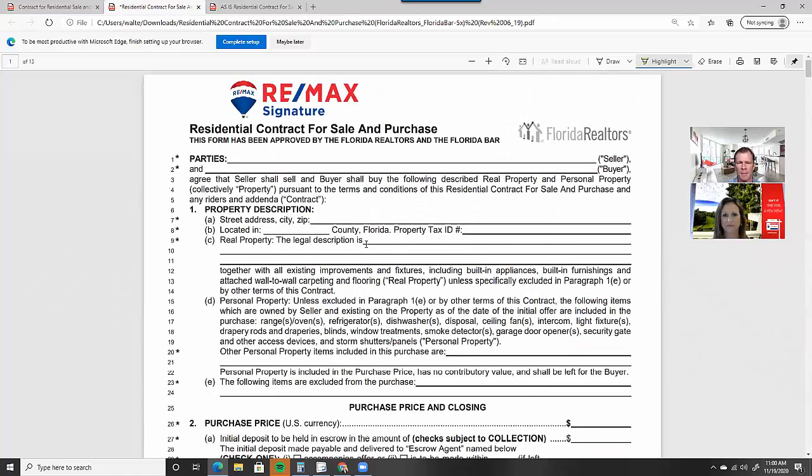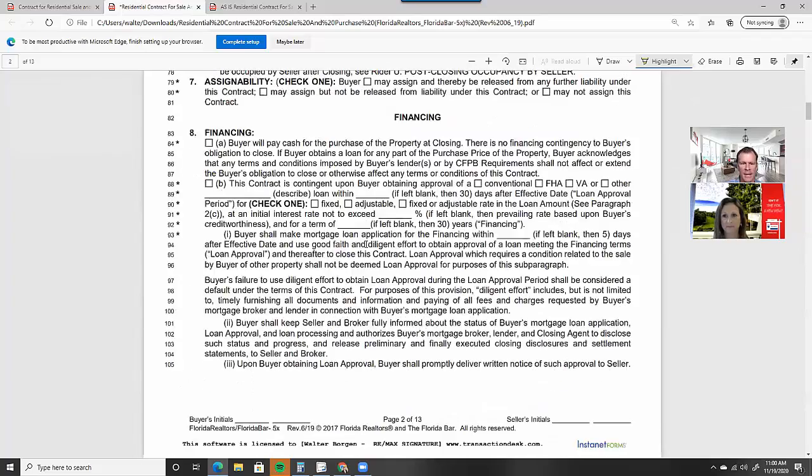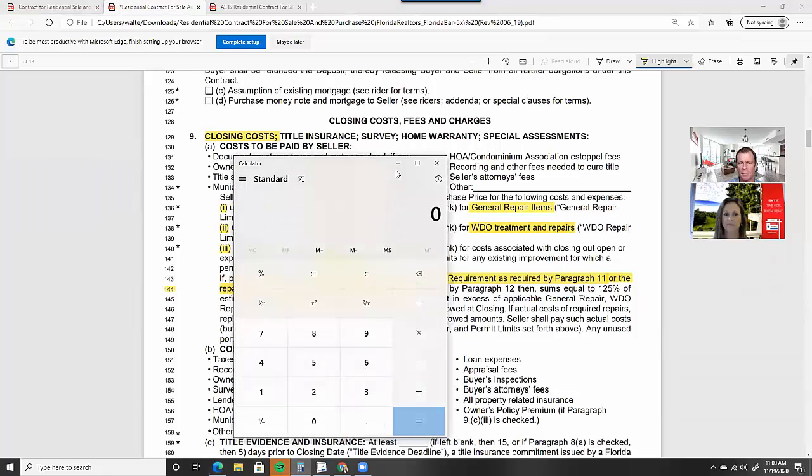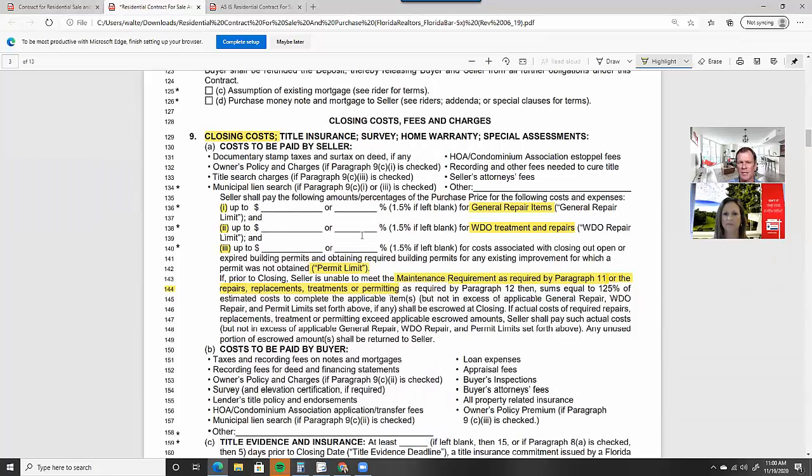You're really going to want to spend some time there and point this out to the seller to make sure that they understand what they're getting into and their obligations. Because in this repair limit section, if we're looking at a $350,000 house, each one of these is going to be about 1.5%, about $5,000. So if you pay no attention to this and let this go through, you're potentially putting the seller on the line for $15,000 of repairs, which is pretty substantial. And if they're not expecting that, they might not even have the equity to be able to do it.